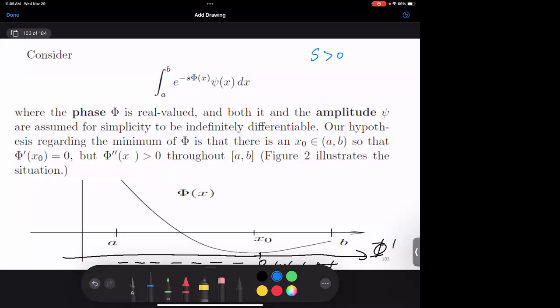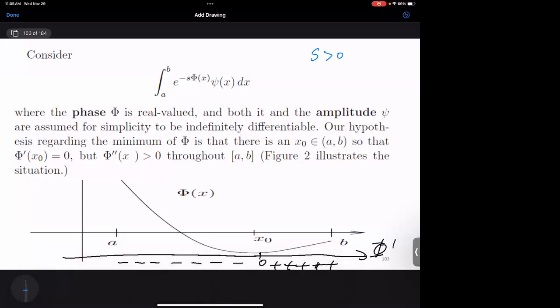So we're assuming that phi has a minimum at x naught, and we're going to assume that phi prime of x naught equals 0. I don't necessarily have to have differentiability, but I'm going to assume I have differentiability. I'm going to assume phi double prime of x is greater than 0 in the entire region. So what phrase would you use to describe that plot?